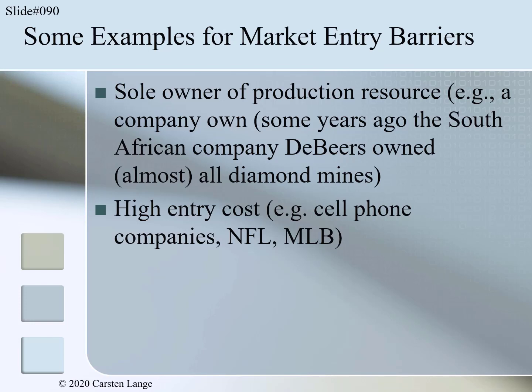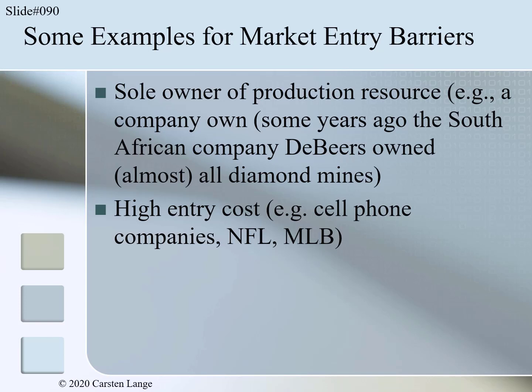Other examples are the National Football League or Major League Baseball. To compete with the National Football League, a new football league would have to have at least 10 or 12 teams from the whole US, and these teams must be top teams. To establish such a league would result in incredibly high costs. Therefore, it's very unlikely that another professional national football league would enter the football market. The same is true for baseball.